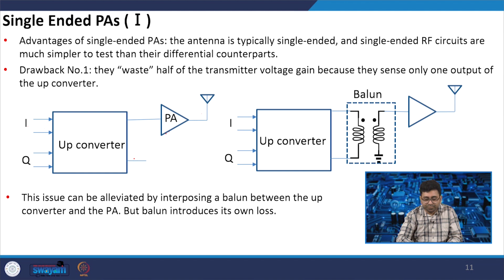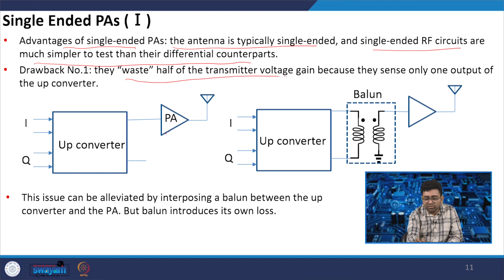up converter. So, what is the advantage of the single ended PA which is mentioned? The antenna is typically single ended, and single ended RF circuits are much simpler to test than their differential counterpart. What is the drawback? Drawback number 1, they waste half of the transmitter voltage gain, because they sense only one output of the up converter.